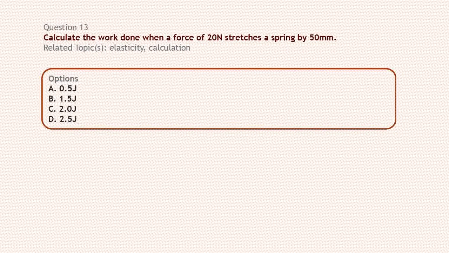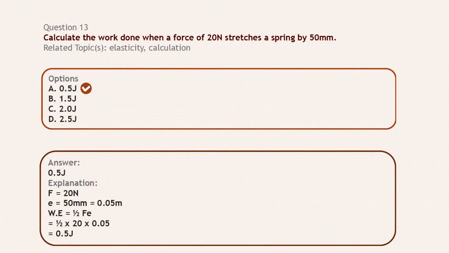Calculate the work done when a force of 20 Newton stretches a spring by 50 millimeter. The work done in stretching the spring is given as half Fe, where F is the applied force and e is the extension produced in that spring. So the force in the question is 20 Newton. We are given the extension in millimeter, 50 millimeter. So we convert this to meter by dividing by 1000. To convert from millimeter to meter, we divide by 1000. So 50 divided by 1000 would be 0.05 meter.